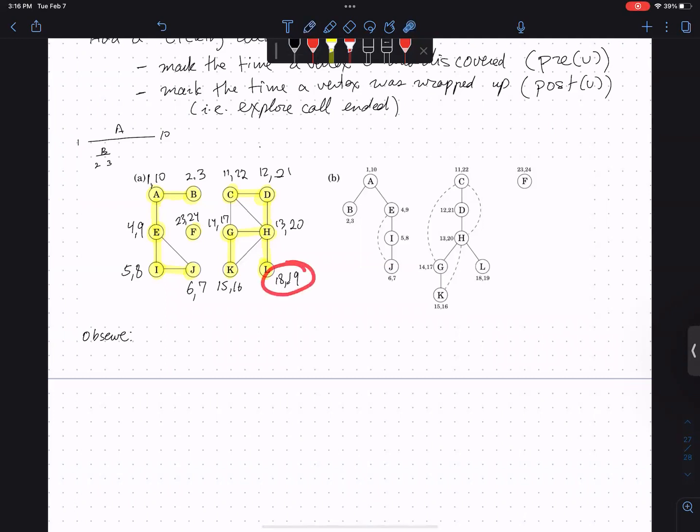What about L and A? They're disjoint. So L is somewhere here, 18, 19, that's L. You pick any two other ones, say D and G. You'll always notice that either one is contained in the other, or they're disjoint. And that's not a coincidence. That's the observation that I want to write down.